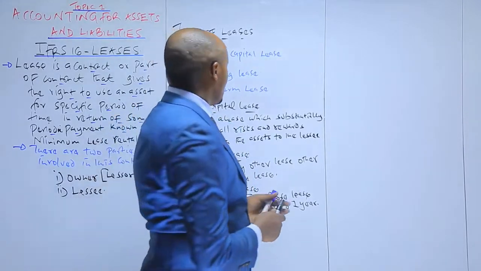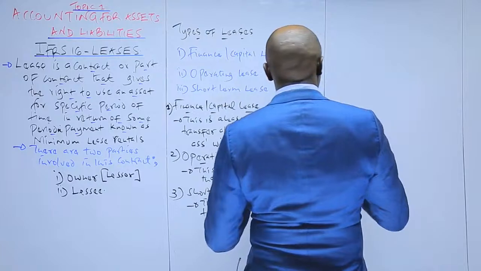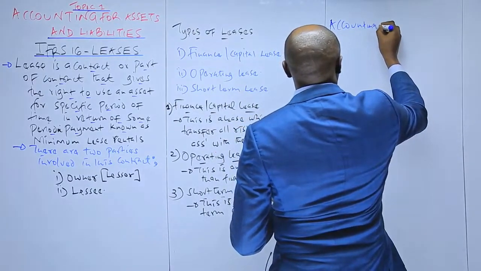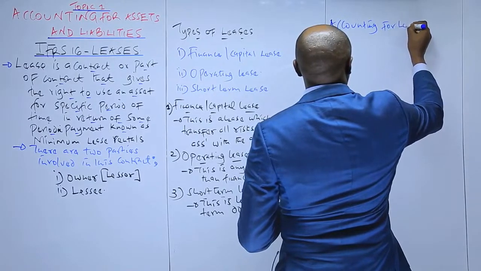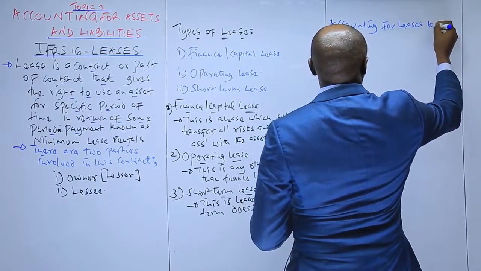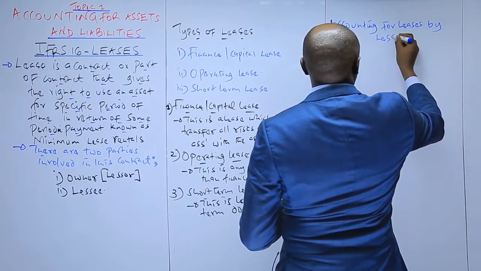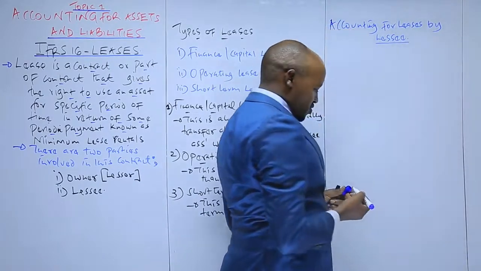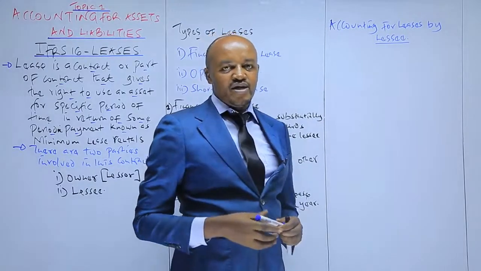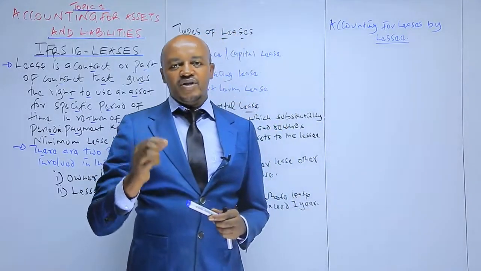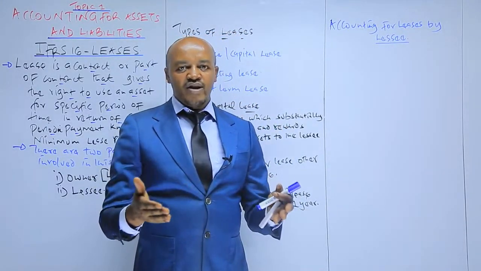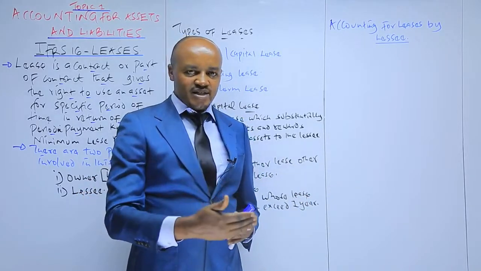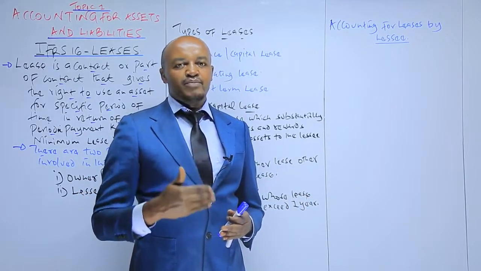So by the lessee, we can look at what we refer to as accounting for leases by the lessee. So first of all, who is the lessee? The lessee in this case, we have said, is that particular party, that particular person who has been conferred the right to use the asset for a specific period of time, and then he is supposed to pay some periodical payment.